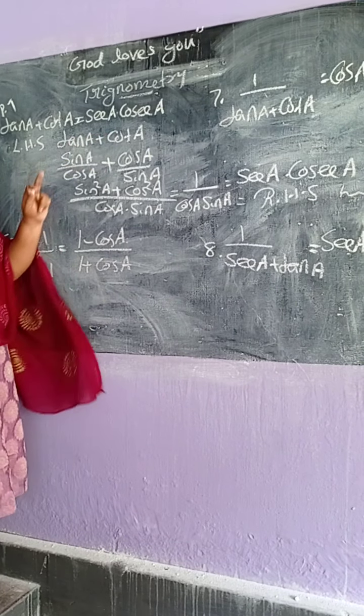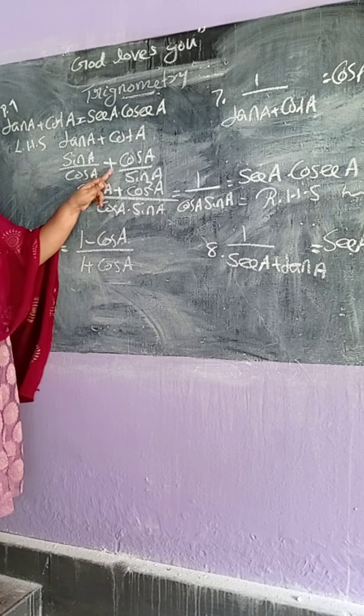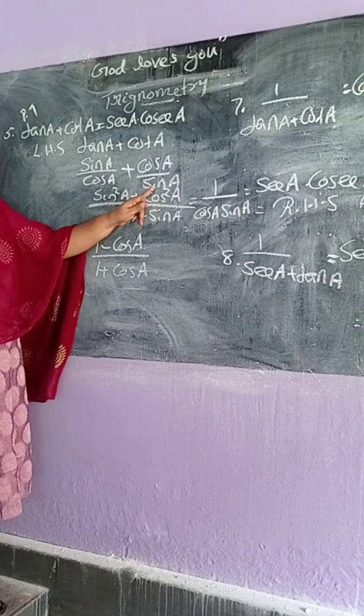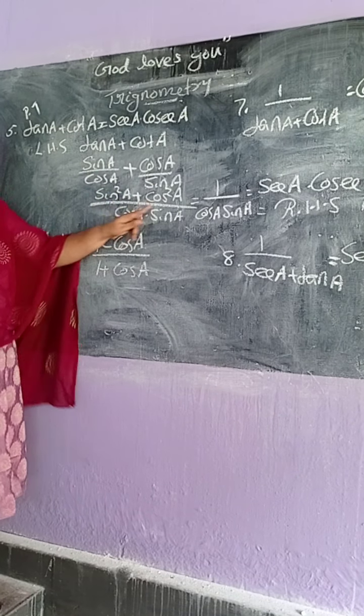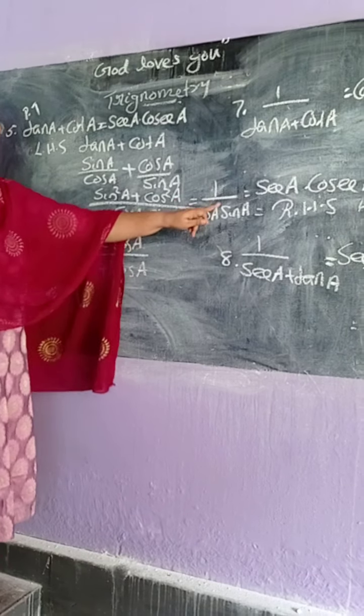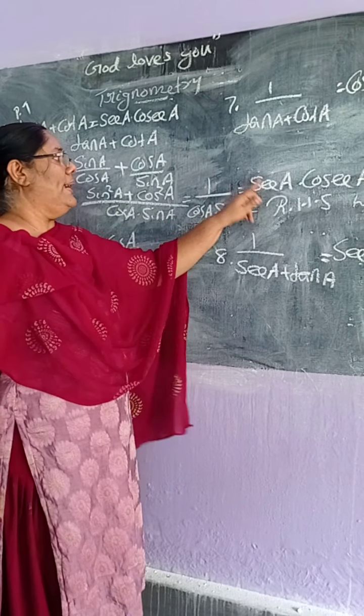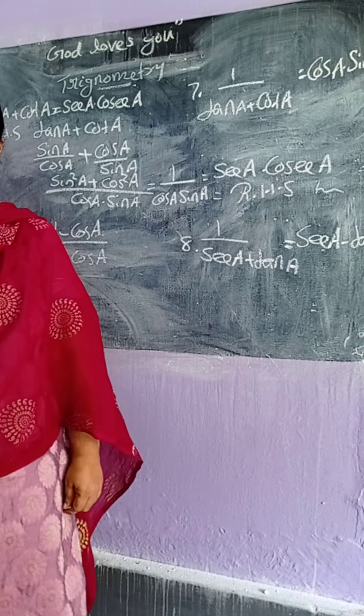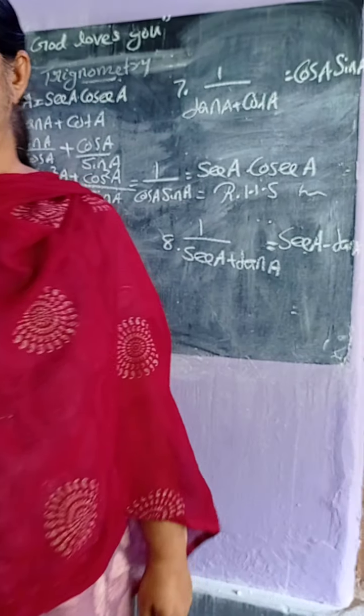Once again, listen. Tan A plus cot A. What is tan A? Sin A by cos A plus cos A by sin A. If fractions are there, take the LCM. Sin A into sin A, sin square A plus cos square A, that is equal to 1. 1 by cos A sin A, that is 1 by cos A is sec. 1 by sin A is cosec. That is the RHS. Hence proved. Like that.